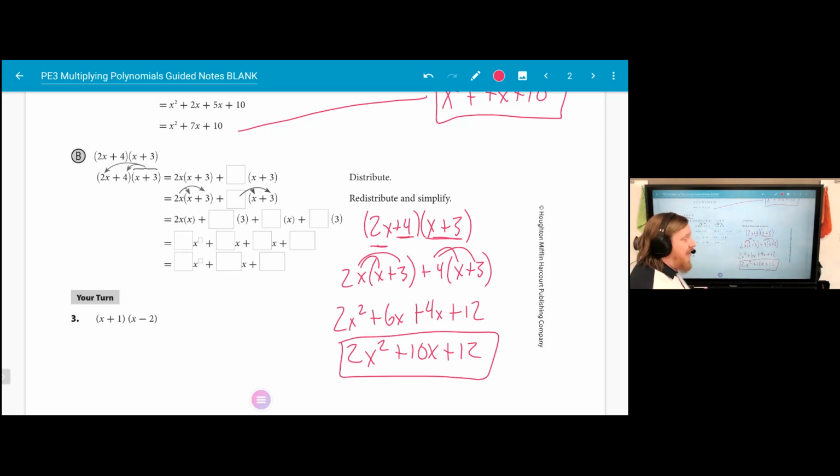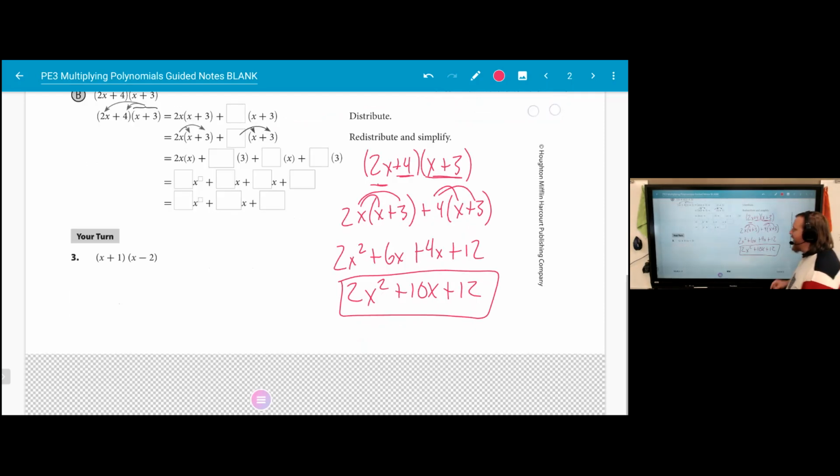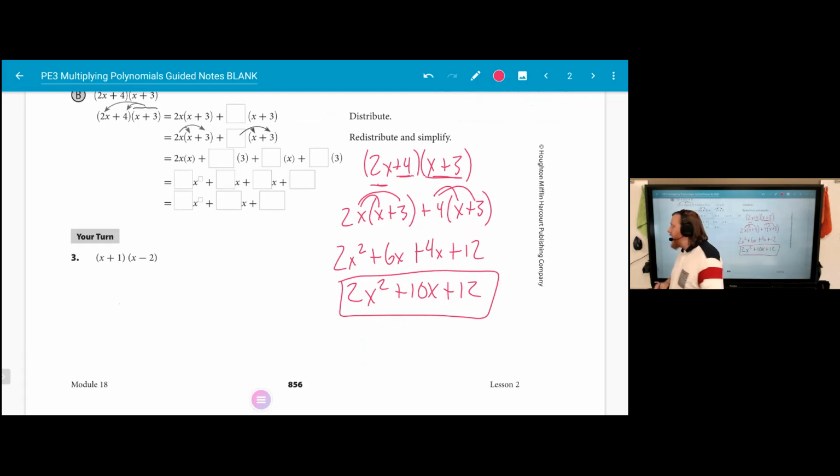Now, surprisingly enough, guess what? It's your turn. Here you go. Number 3, give it a shot. Try the distribution method. See what happens. Come on back in a minute.